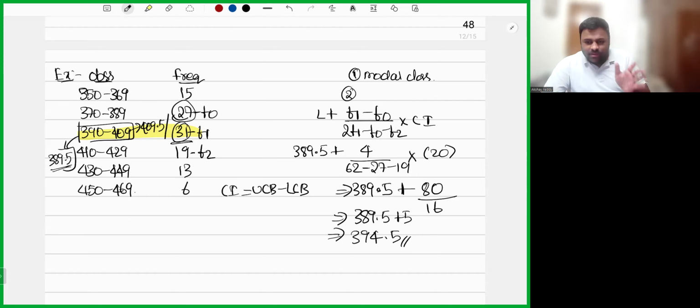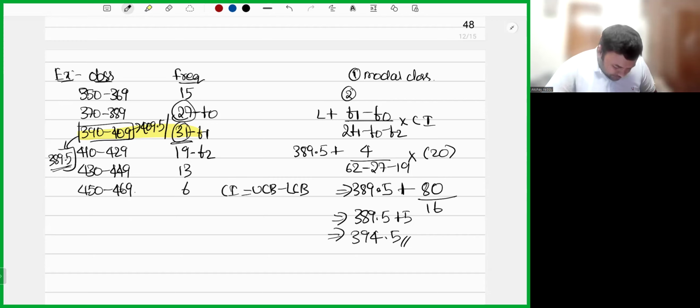First, you will locate the observation which has the highest frequency. Next, we apply the formula L plus F1 minus F0 divided by 2F1 minus F0 minus F2, into class interval. L is the lower class boundary, F1 the frequency of the modal class, F0 the preceding frequency, F2 the succeeding frequency, CI the class interval, calculated as upper class boundary minus lower class boundary.